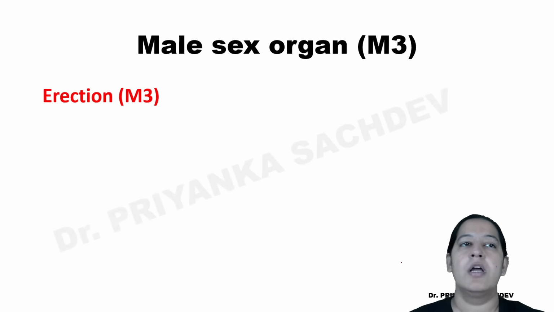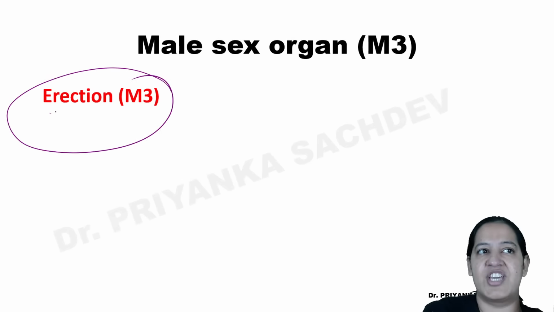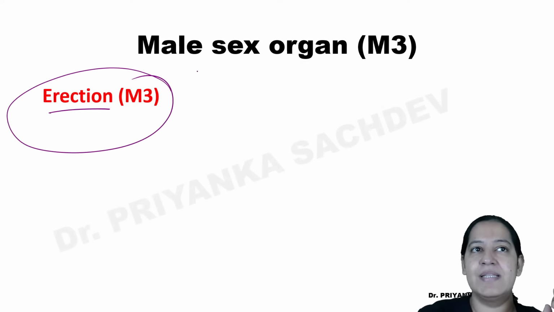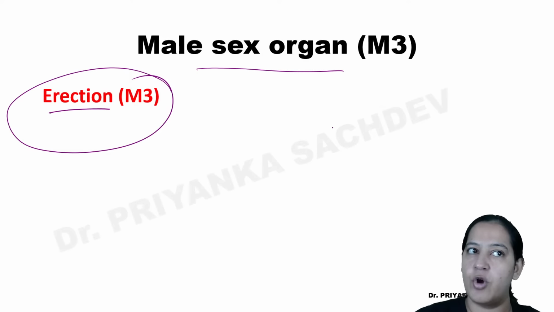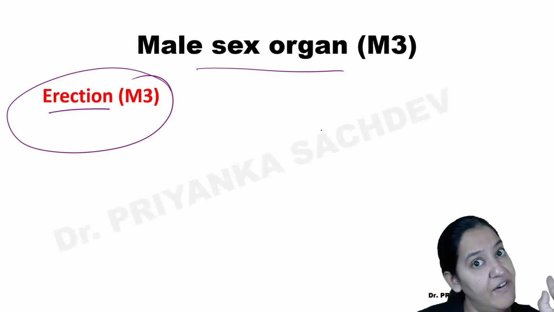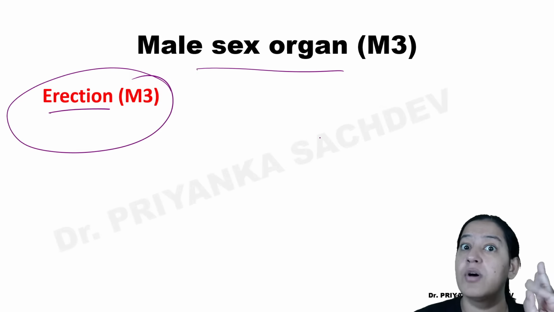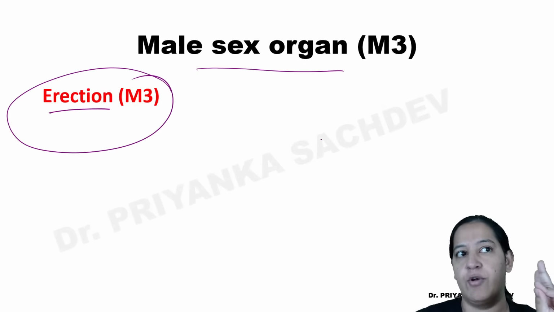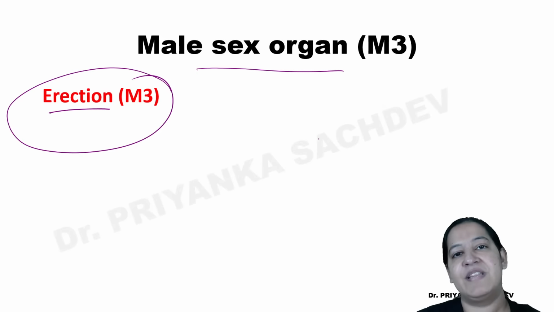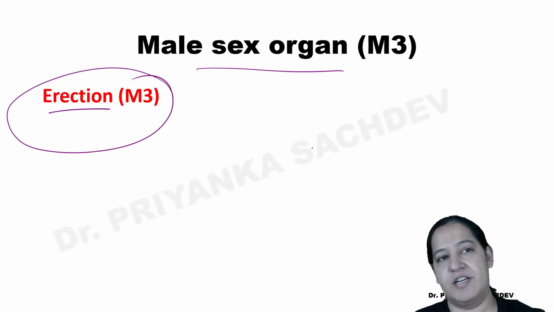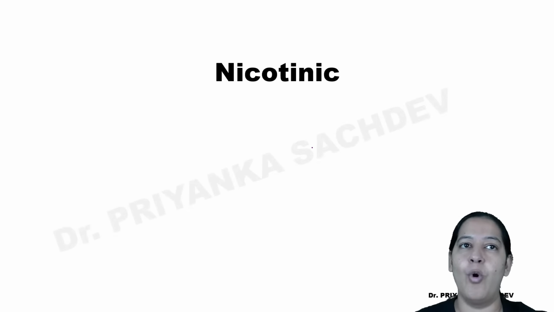And last is the male sex organ. They cause erection. Now there are two things in sexual intercourse: erection and ejaculation. So the male sex organ, that is the penis, contains M3 receptors, which cause erection. And it contains alpha receptors also, alpha 1, which cause ejaculation. So erection is a parasympathetic process and ejaculation is a sympathetic process. I hope you got it. So that is the whole action.